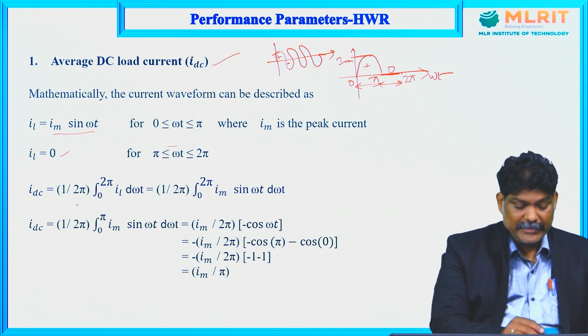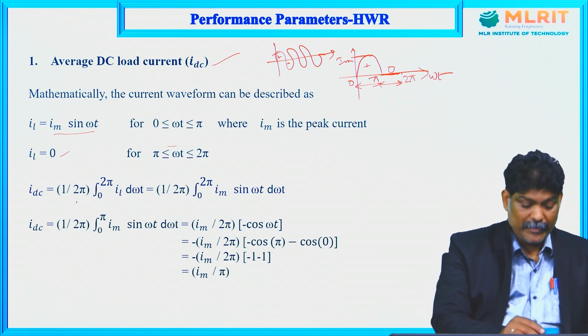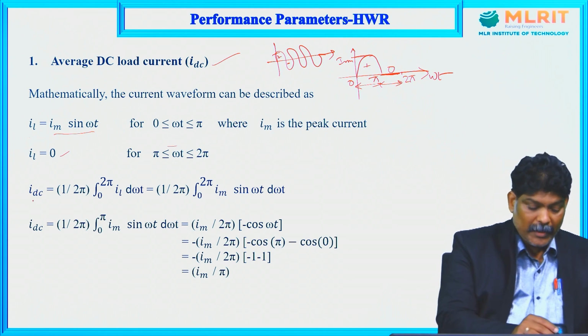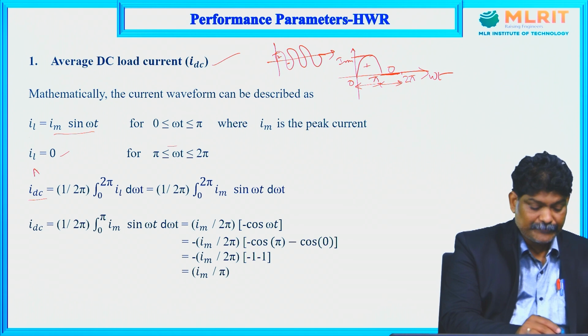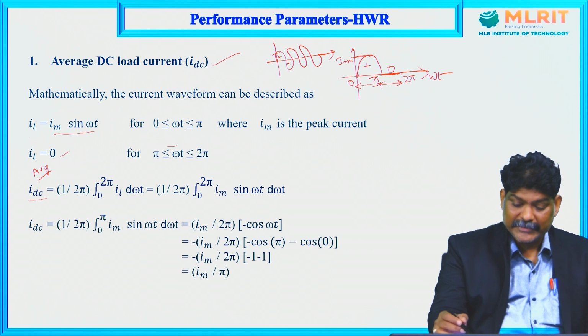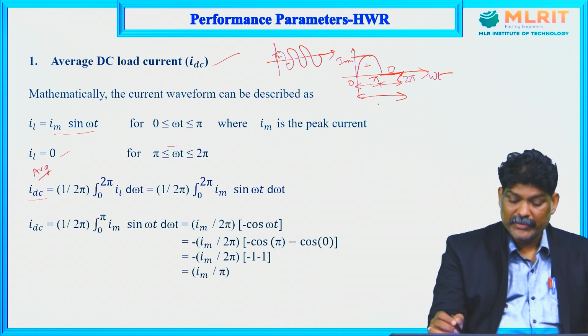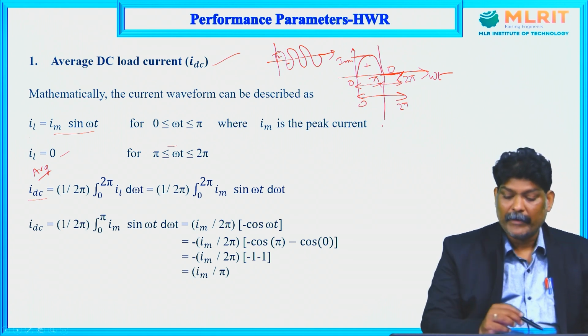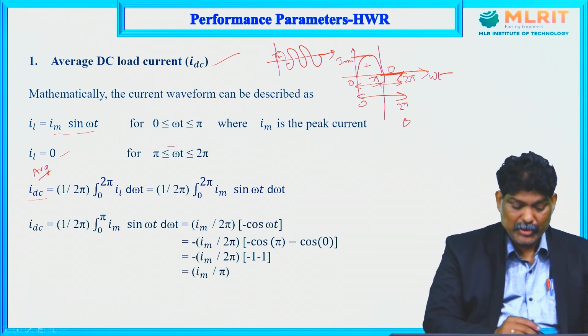Therefore, IDC can be calculated with this formula: 1 by 2 pi integral 0 to 2 pi of IL d omega t. See here, IDC means I average, the average value of the load current. If you integrate this load current from 0 to 2 pi, we consider only the half part, because from pi to 2 pi it is 0. Therefore we consider only 0 to pi.